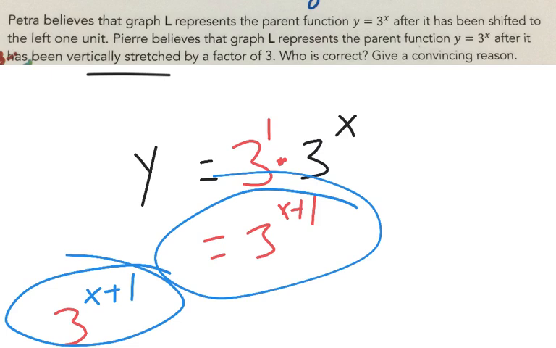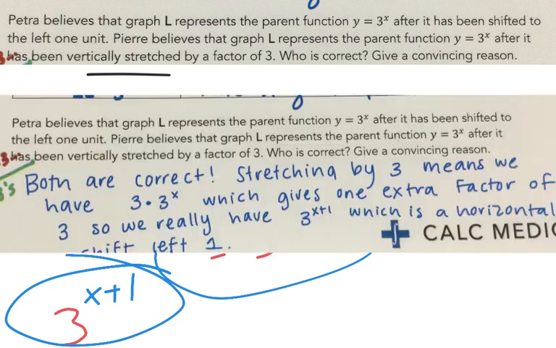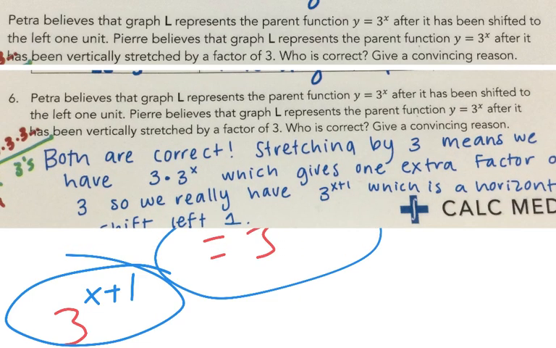Would you give a convincing reason? Show the math and what I explained in words, like what I said out loud. If you could write something like that. Here's what they wrote. Stretching by 3 means we have 3 times 3 to the x, which gives 1 extra factor of 3. So we really have 3 to the x plus 1. And that 3 to the x plus 1 is a horizontal shift left 1.